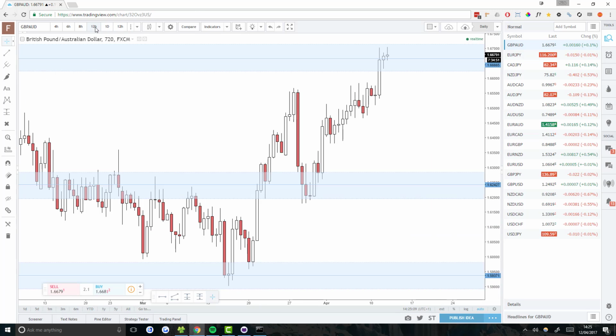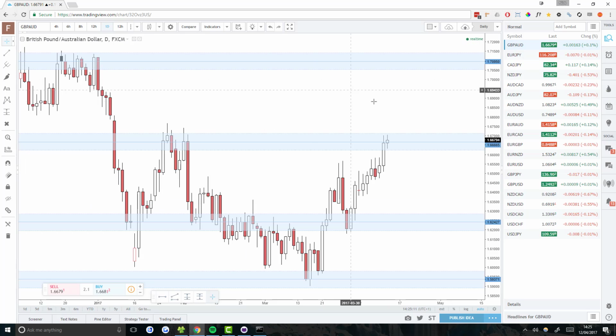This is a valid setup on both the 12 and the daily. Well, it's not a valid setup yet because the candle hasn't closed, but it could be a valid setup on both the 12-hour and the daily. So I'm going to keep a close eye on this, see how it closes. This is the daily candle, so it's closing in about 5.5 hours.